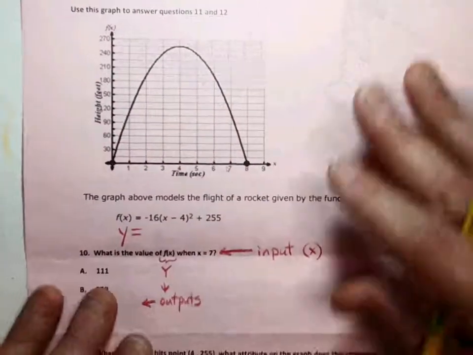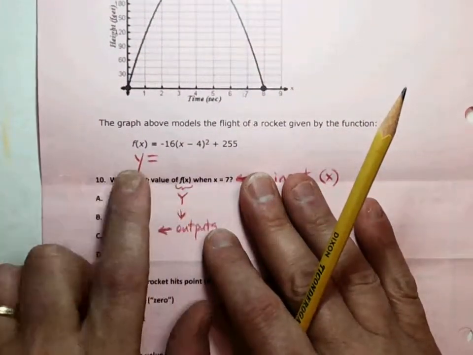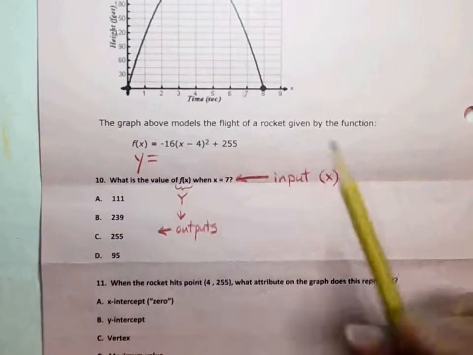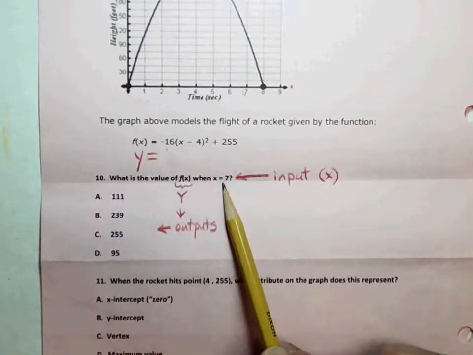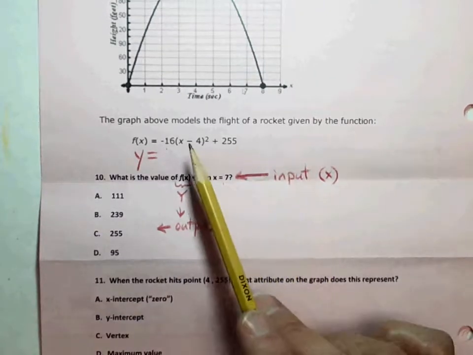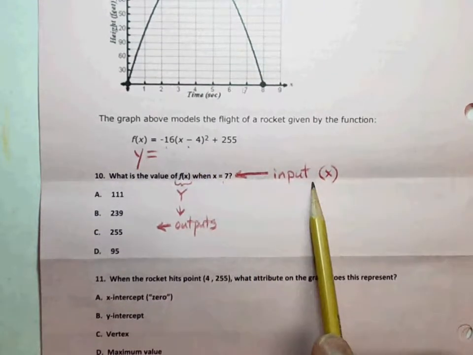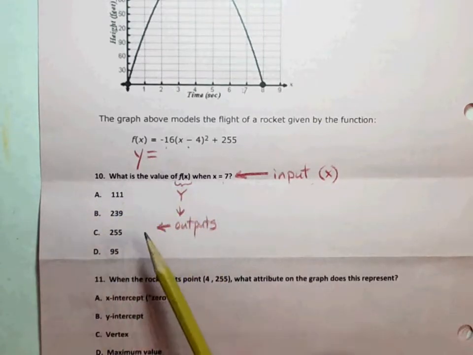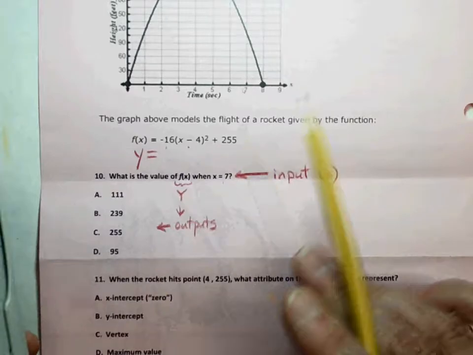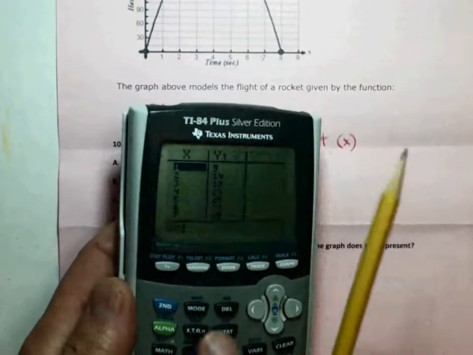Next one over here, guess what? You have an equation. So you should type this thing in. You're given an equation. What else are you given? You're given an x value, that's an input. So if you're given an equation and the input, these have to be outputs. So I'm going to be looking in the y column. So know what you're doing before you start looking at stuff on your calculator.